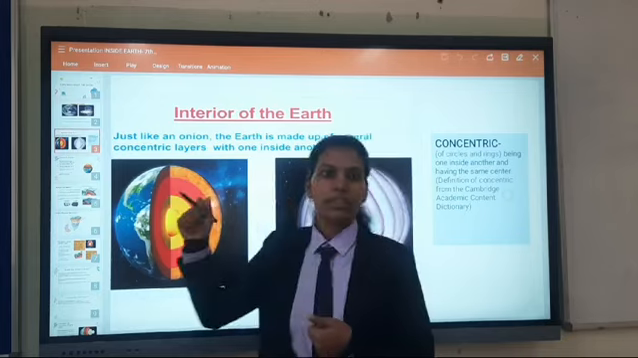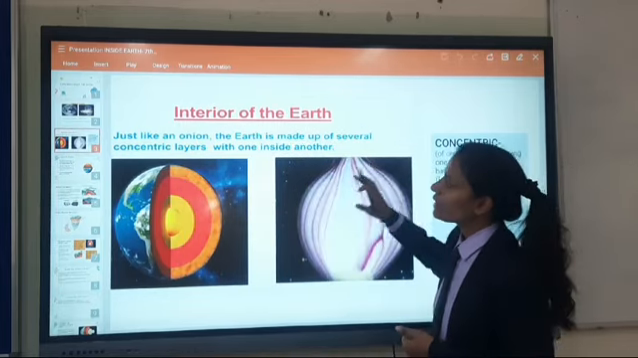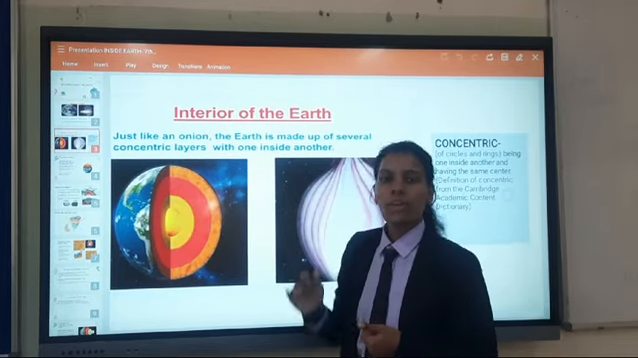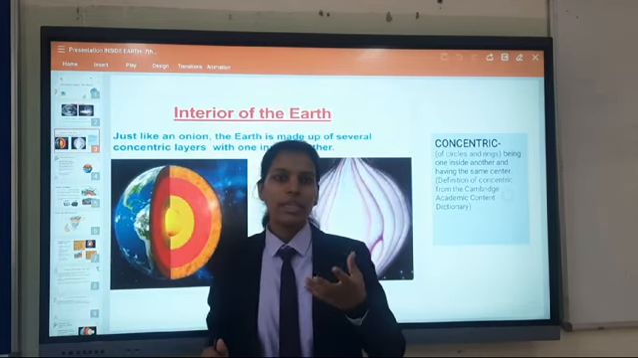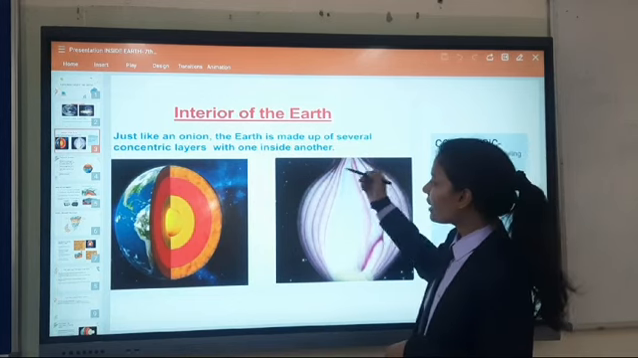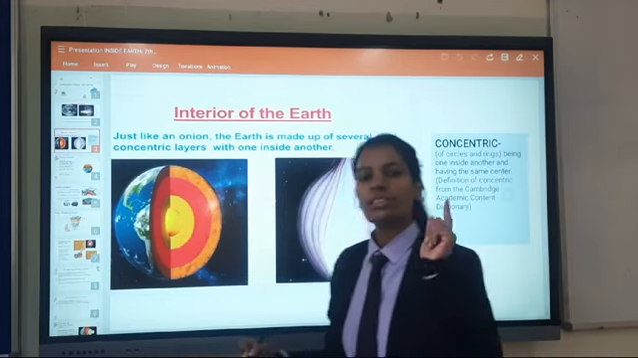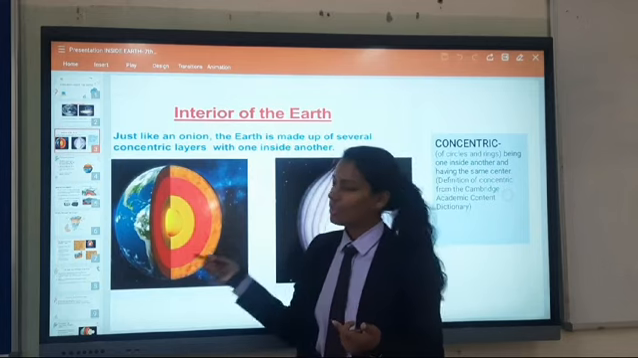So, interior of the earth. The word interior means inside, we all know. So, we are going to study what is there inside the earth, what are the different types of layers that are there inside the earth. Like an onion, we all have onion at our home. When we cut the onion midway, we understand there is a concentric circle that is formed, right? A concentric circle is a circle within a circle. Same way is the case with the earth layers.